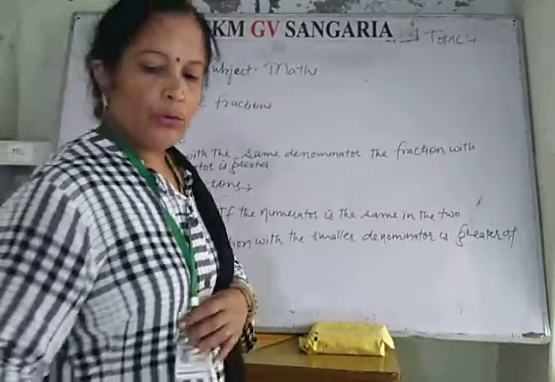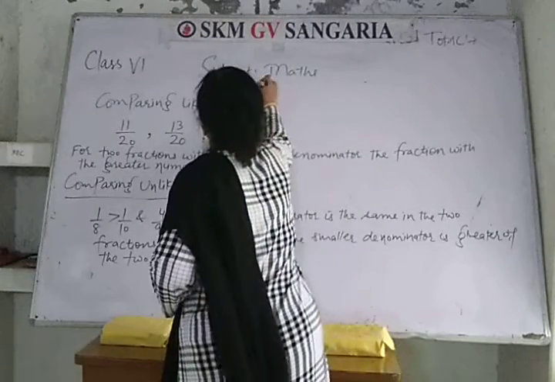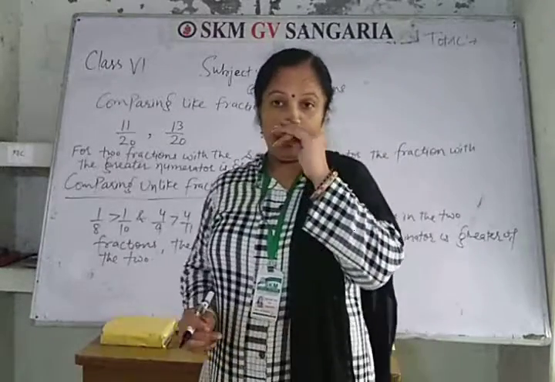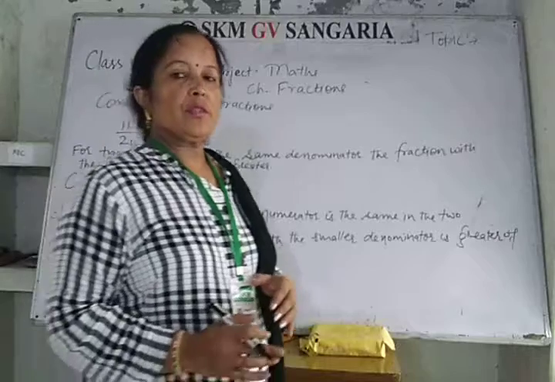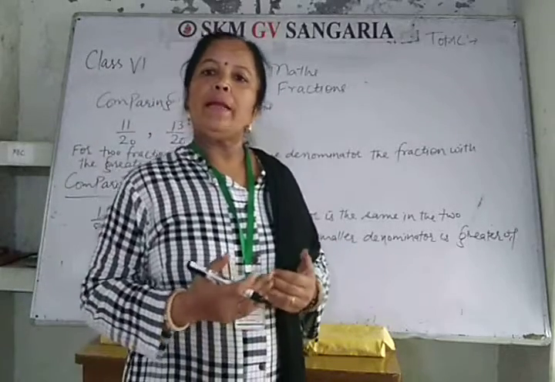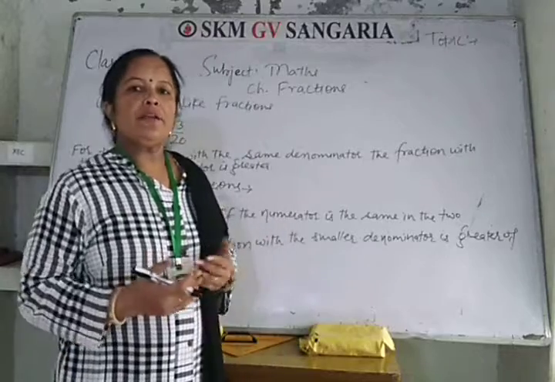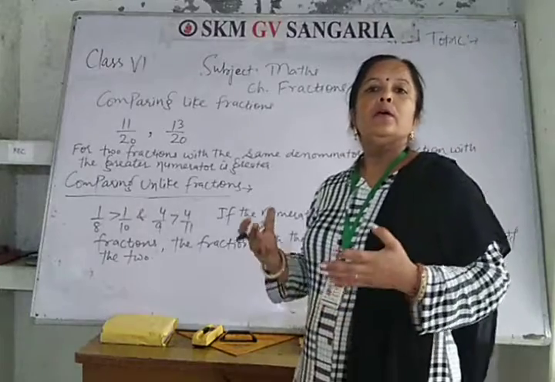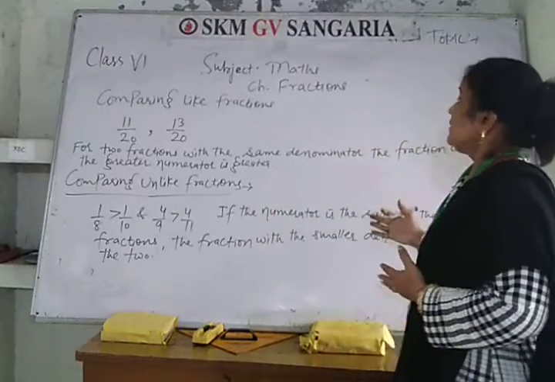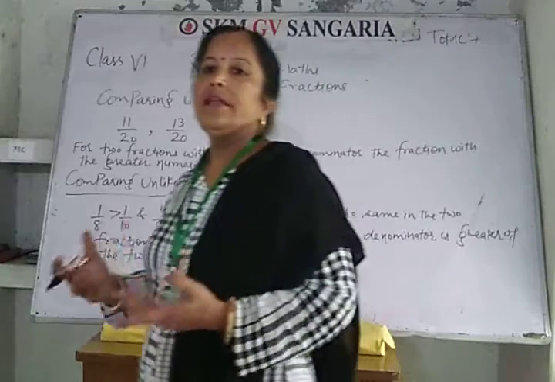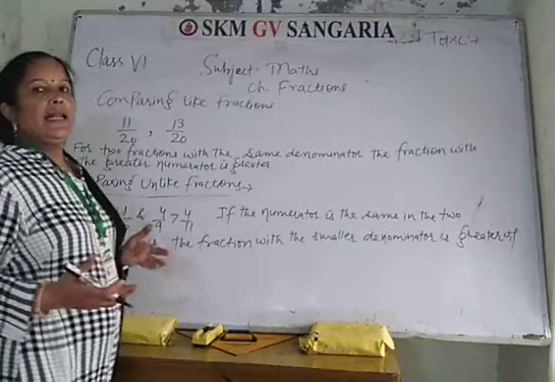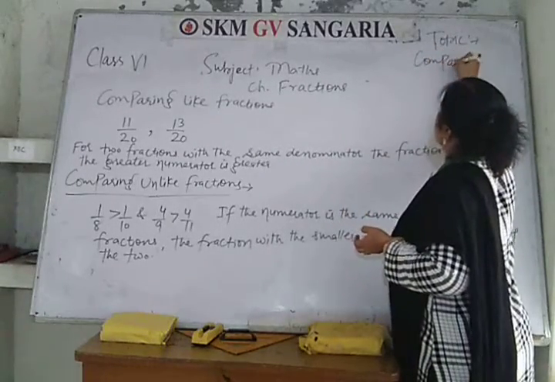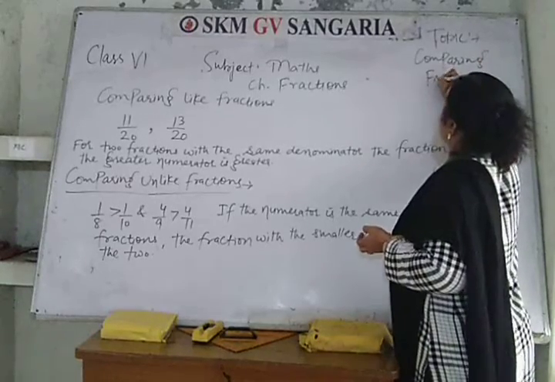Students, today I am going to teach you chapter number 7, that is fractions. Today my topic is comparing fractions. As you know, fractions are of two types, like and unlike. Like fractions are those fractions which have the same denominator, and the fractions which have different denominators are called unlike fractions. So today's topic is comparing fractions.